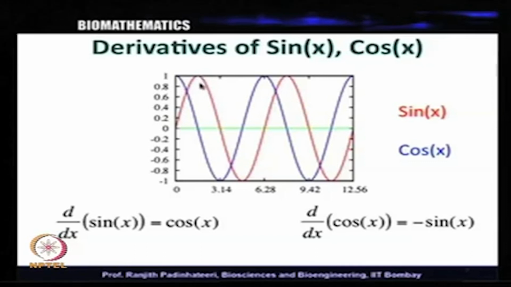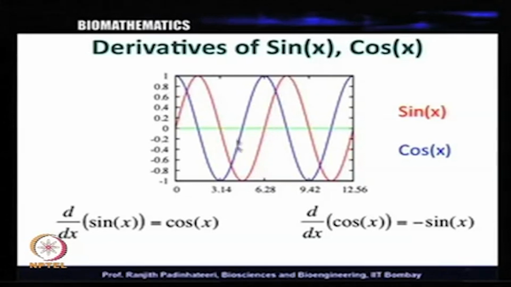When x is 90 degrees, sin 90 is 1, and sin 180, which is pi, this is 3.14. So, sin pi, which is 180, is 0. Sin 3 pi by 2, which is between pi and 2 pi, is minus 1, and again sin 2 pi is 0.